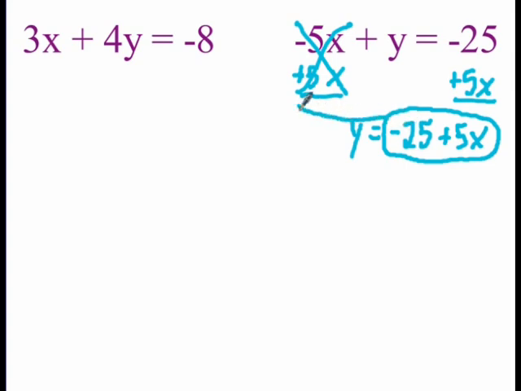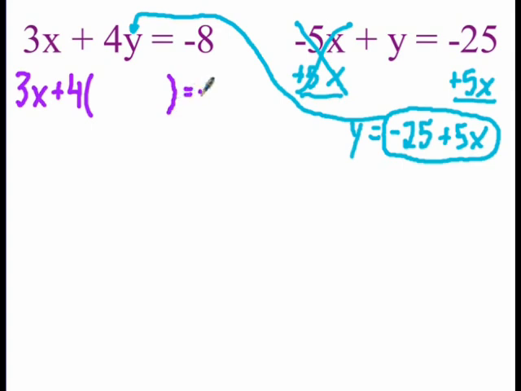I draw an arrow. Where do I put the arrow? My hope is that you said the letter Y. Because it says Y equals this, I'm going to put it in for Y. Next, I recopy this equation exactly the way it looks. By now, you are starting to get the hang of this. In place of Y, I'm going to put an empty set of parentheses, and then put my negative 25 plus 5x right there. It has substituted in place of y.